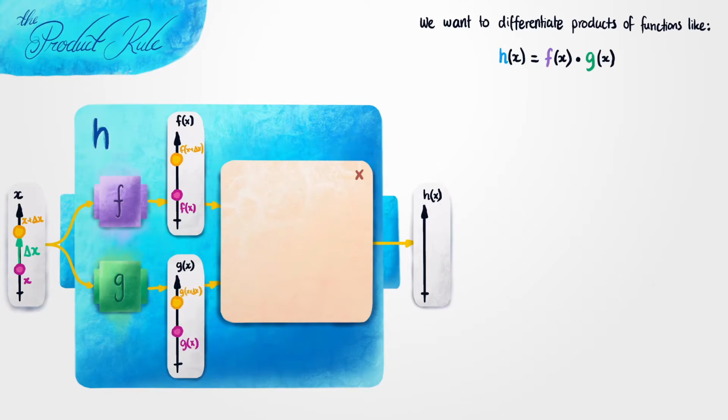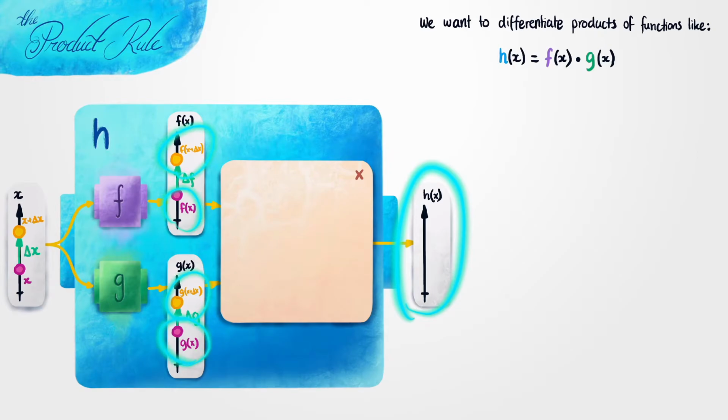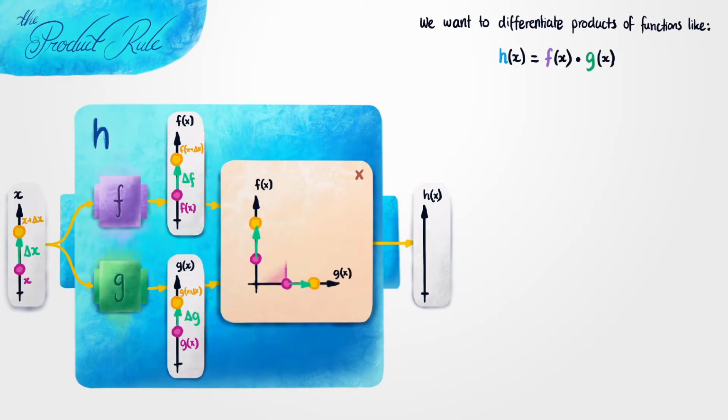And now we can call this height over here change in f, and this height over here can be called change in g. Now to find the value of change in h on the output, we're going to need to multiply the values at x and at x plus change in x. And we did that by forming squares from their sides. And then the areas of these two rectangles gave us the values of h of x that we were after. And then finally, the distance between these two output points was the change in h that we were after.